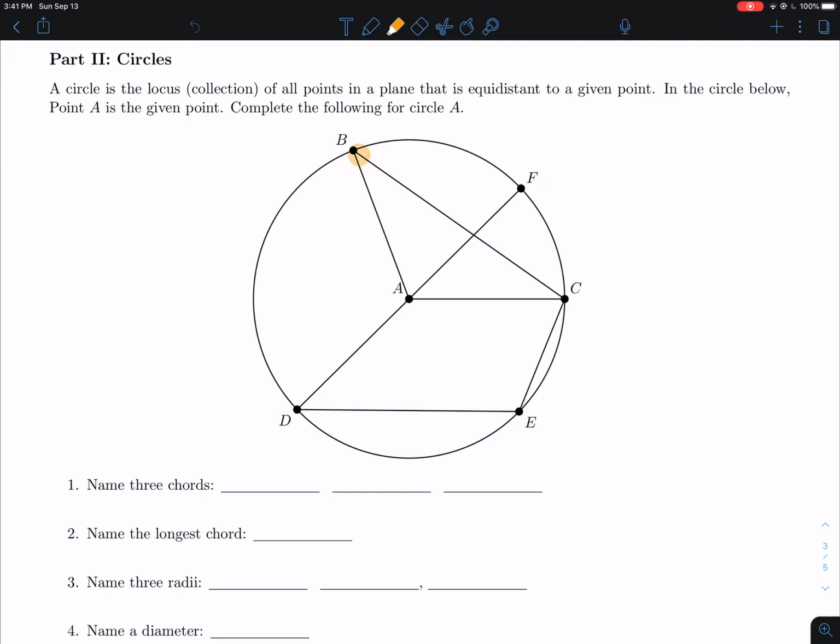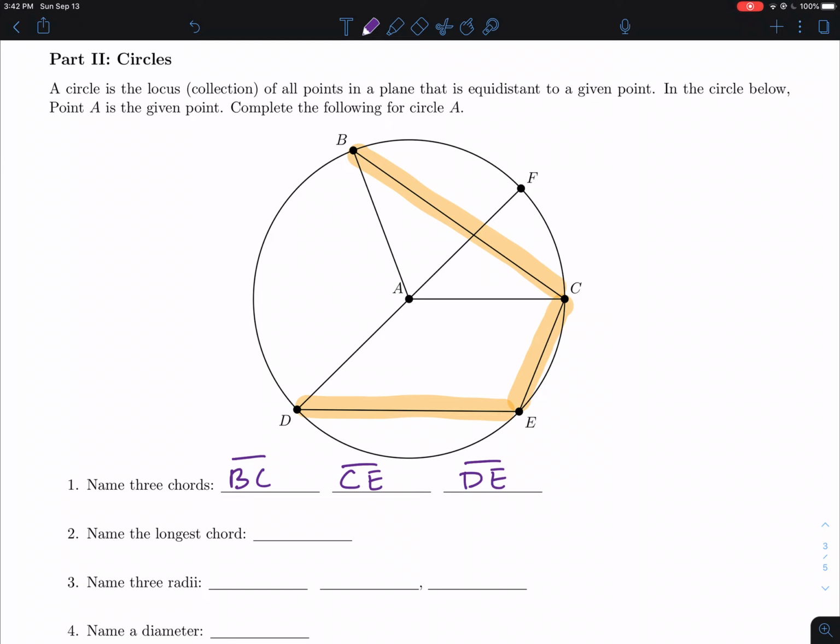I'm just going to highlight stuff and then write them down. BC would be an example of a chord. CE would be an example of a chord. And ED would be an example of a chord. Let me jot those down real quick. We've got BC, and we want to use our line segment notation since this doesn't go on forever. CE and DE. There's another chord on there, but I was saving that for the next one.